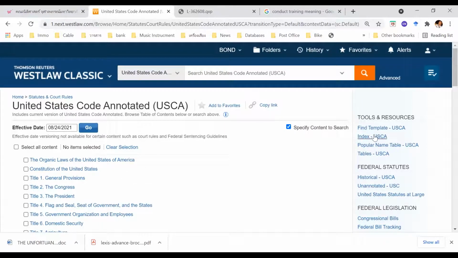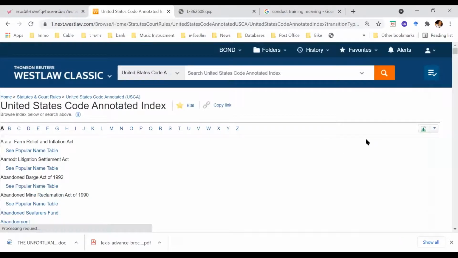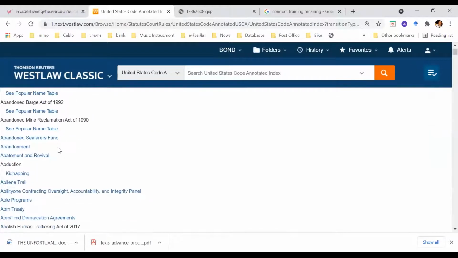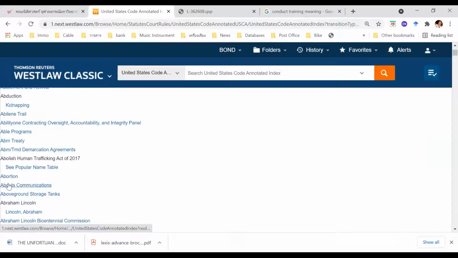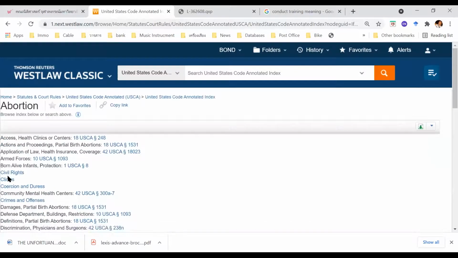You look at that, the index. You just use this one, the index. Start from the index, like you start from the back to the front of a book. They sort it alphabetically. I'm looking for the word abortion. I just click abortion. Abortion gives you the titles.